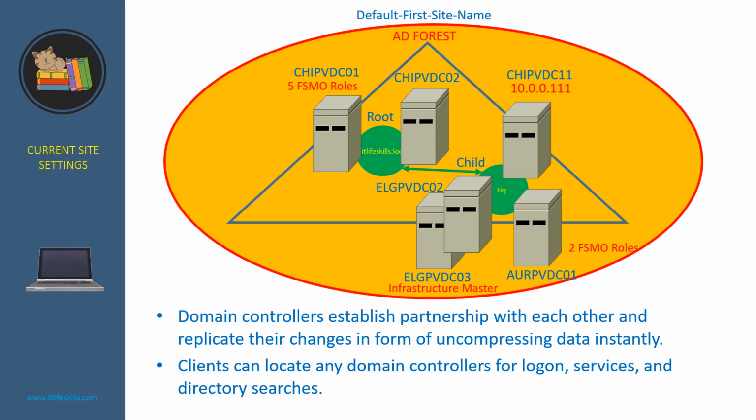Based on our verification, here is the current site settings in our AD forest. All the domain controllers belong to one site with the name Default-First-Site-Name, which means domain controllers establish partnership with each other and replicate their changes in form of uncompressed data instantly. Clients can locate any domain controllers for log-on services and directory searches.